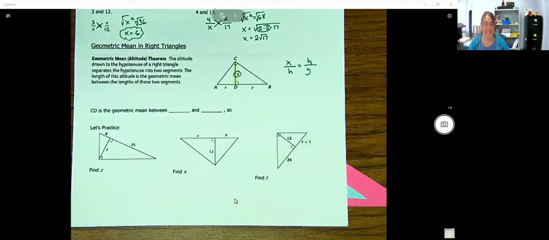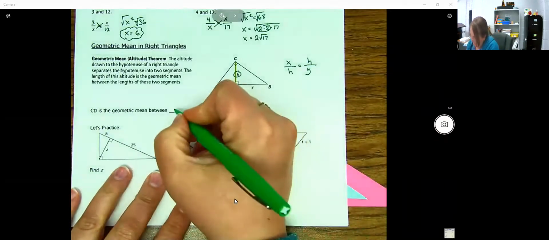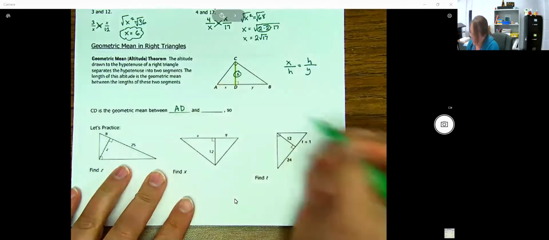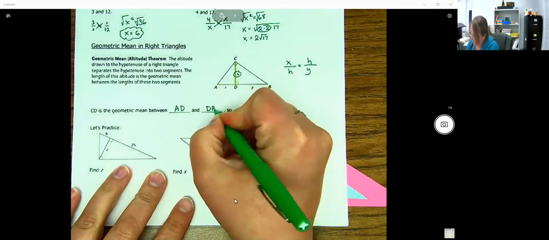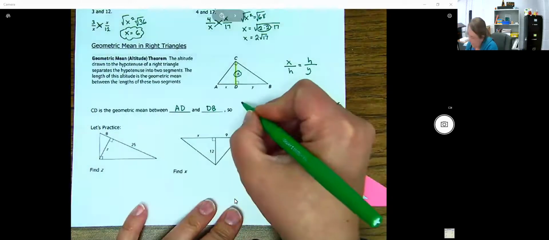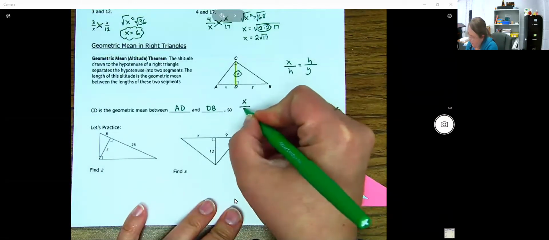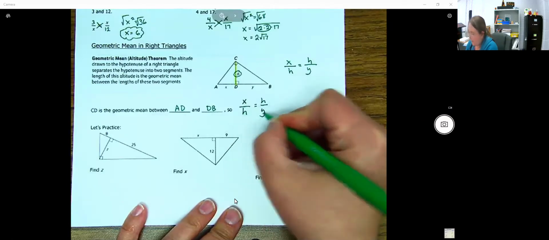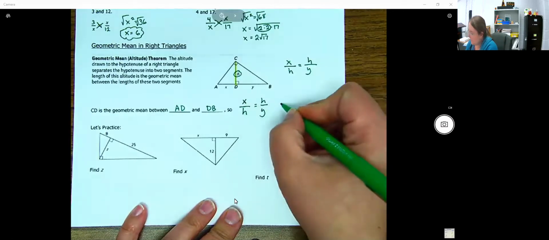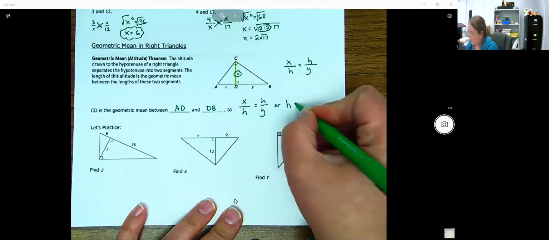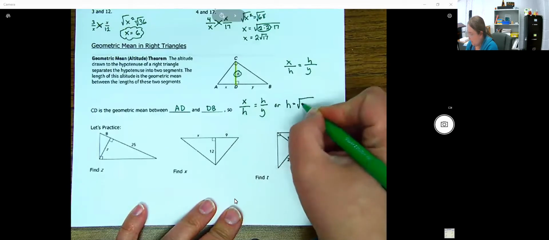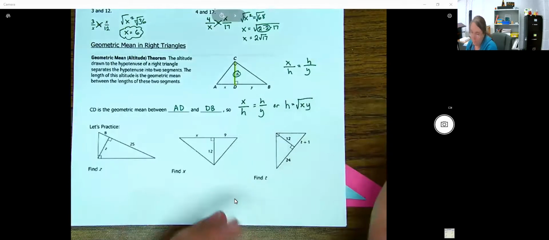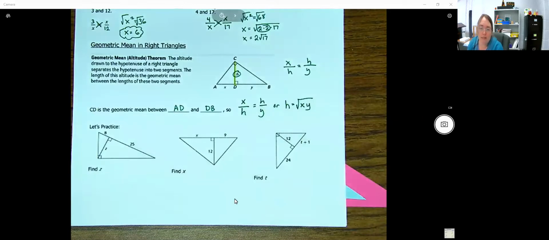Okay, so CD is the geometric mean between AD and DB, between those segments. Okay, x over h is equal to h over y. And another way to put that would be to say that h is equal to the square root of x times y. Okay? All right, let's practice a couple of these.